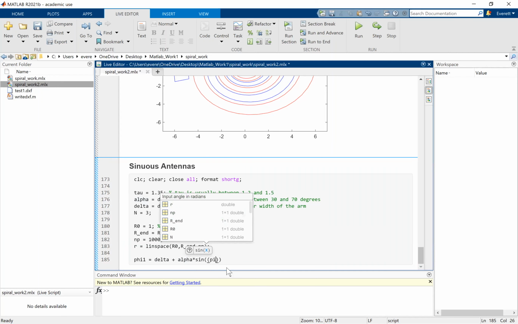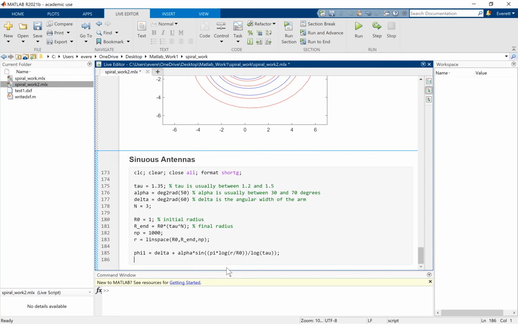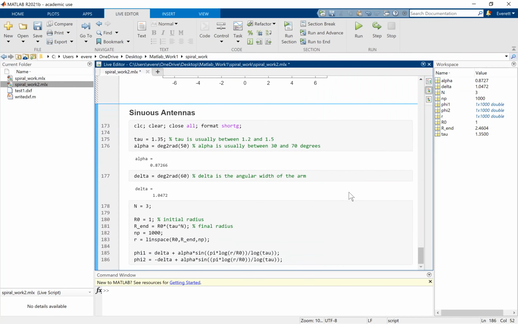So we'll have pi times the natural log of R over R naught, over the natural log of tau. And that's what we call phi1, but we also need phi2, which is negative delta plus everything else here. So we'll have negative delta here. And if we run this, we have our phi vectors, we have our R vectors, everything is looking good.